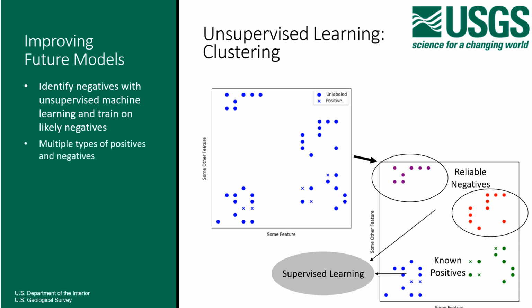Additionally, we're working with the concept that there might be multiple types of positives and multiple types of negatives. Say, for example, should we expect the geothermal systems in the Great Basin to share the same properties as the geothermal systems in the Cascades or in the Colorado Rockies? We're also working on creating new feature sets. For example, how can we better create a proxy for permeability?